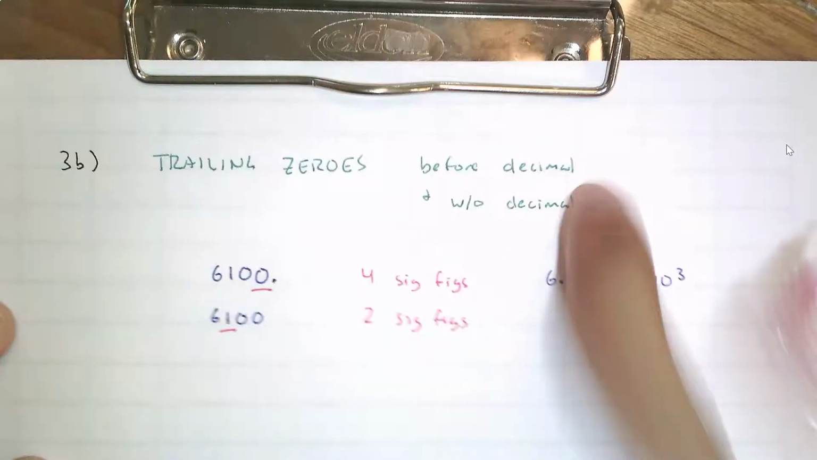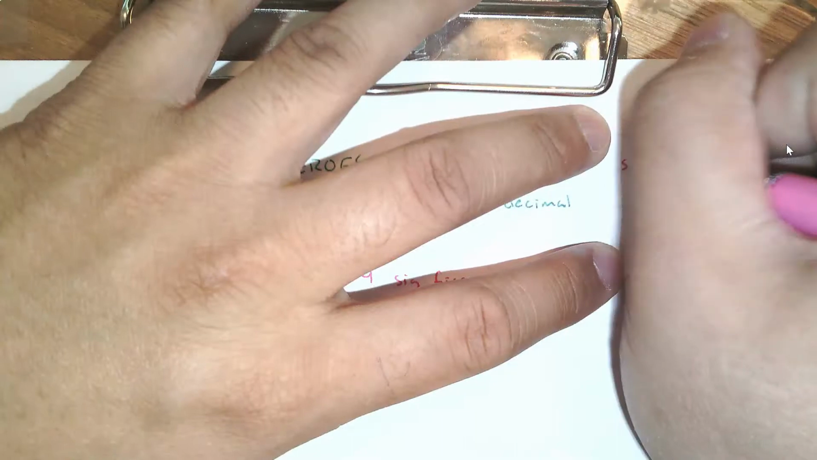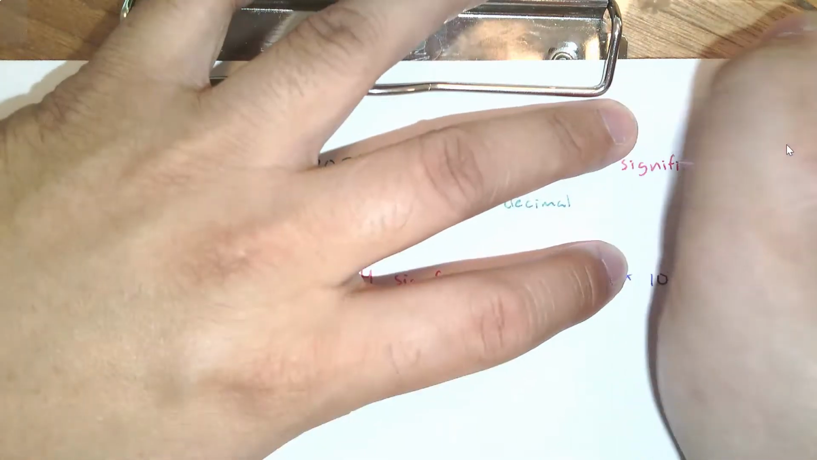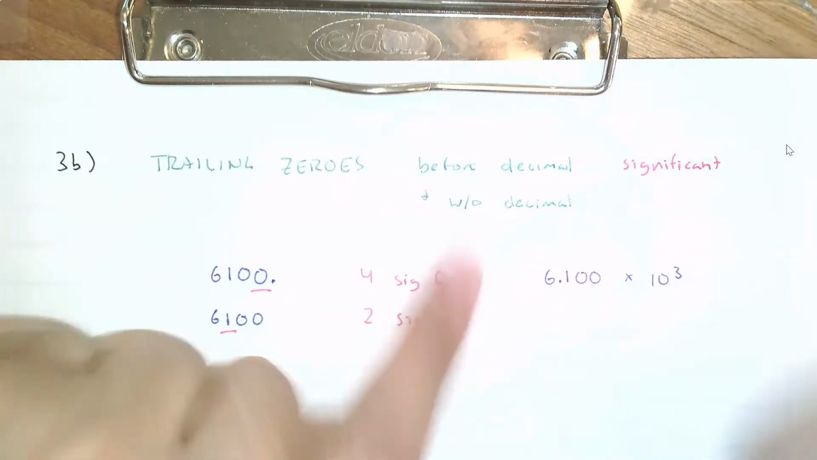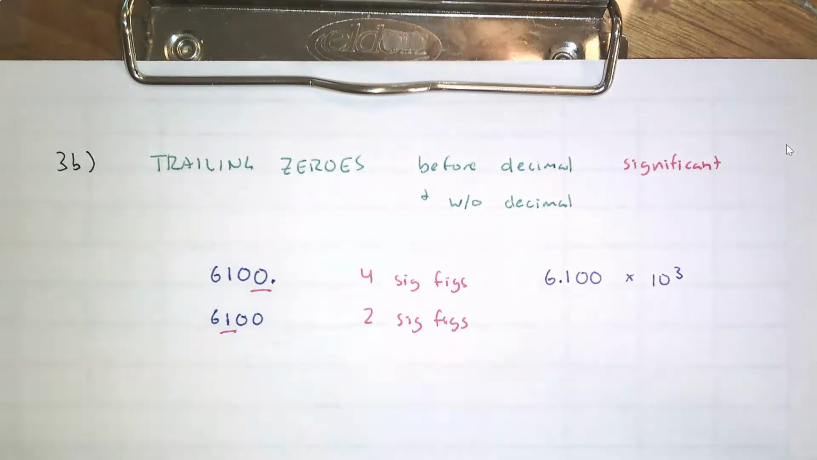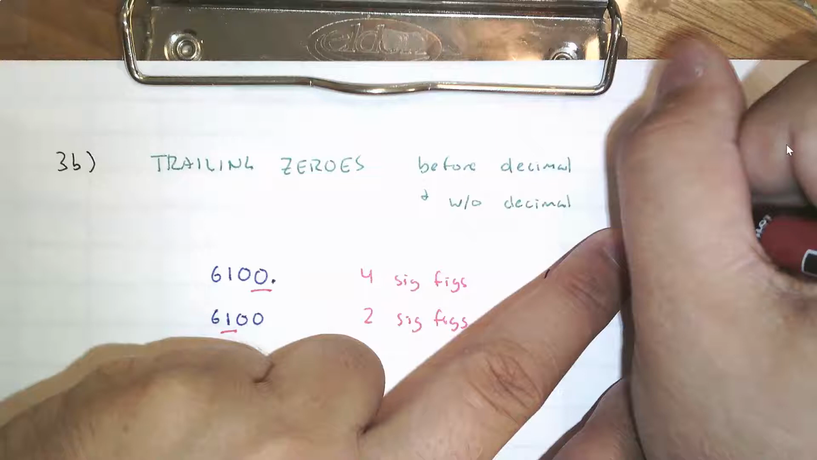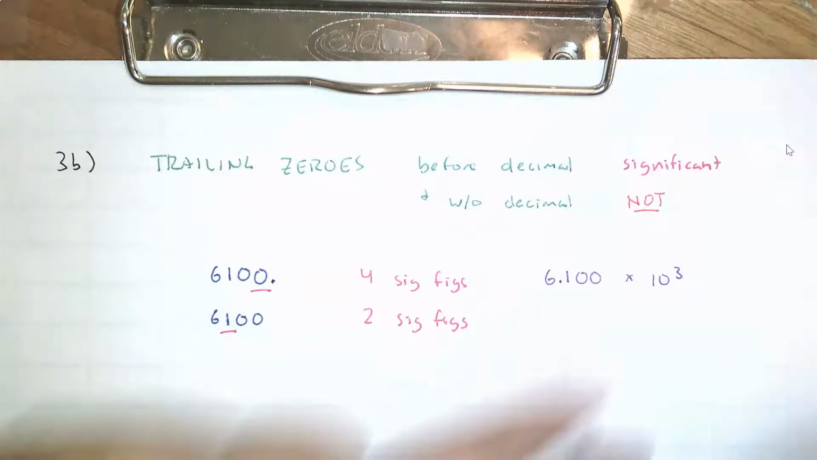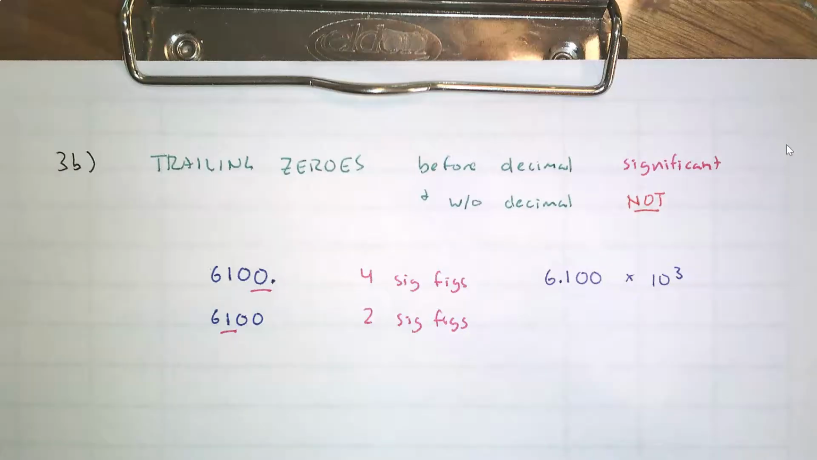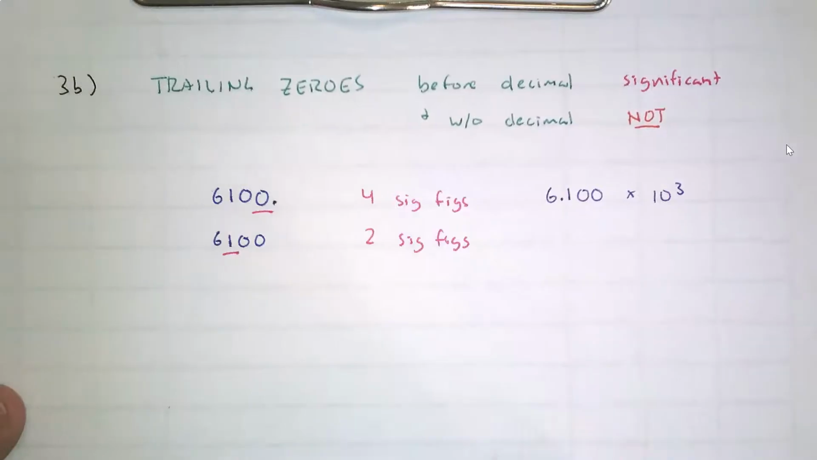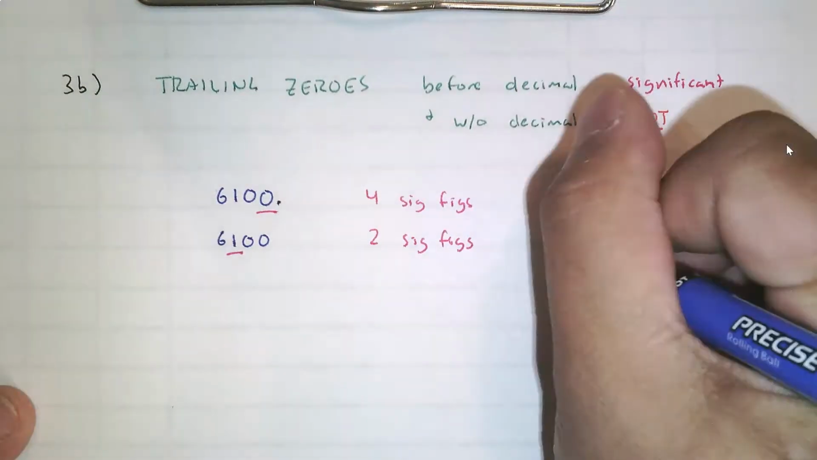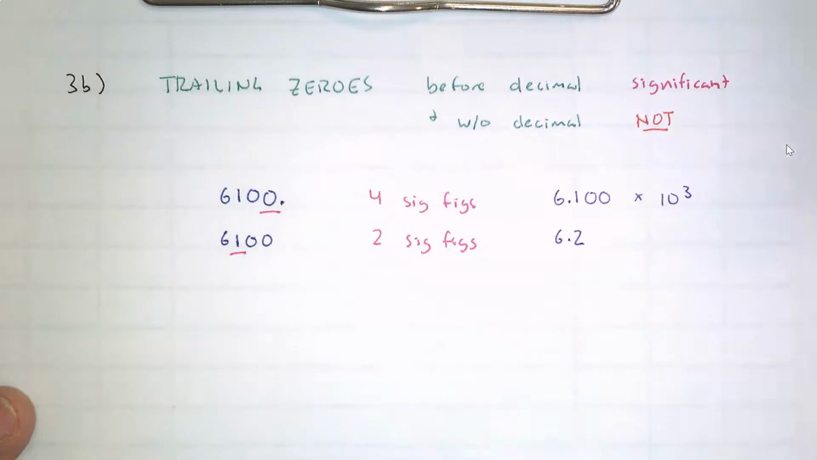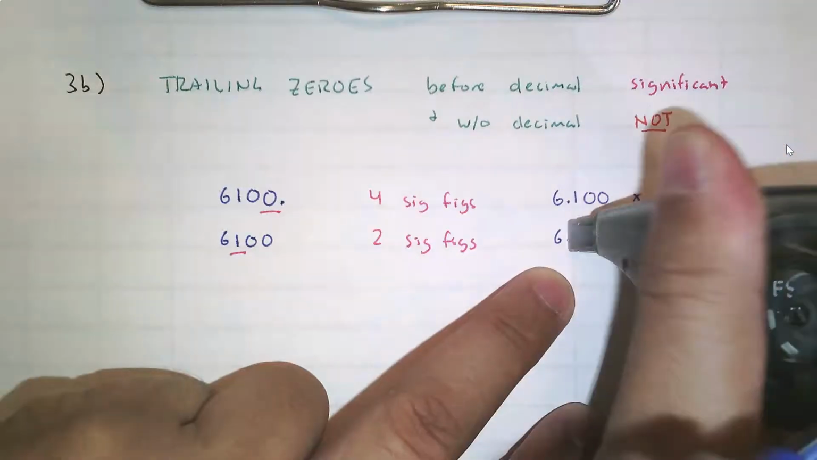So before decimal, okay, they are significant. But without a decimal, they are not significant. Then how would you do the scientific notation in this case? You would indicate that there are only 2 significant figures by only putting the 6 and the 1.